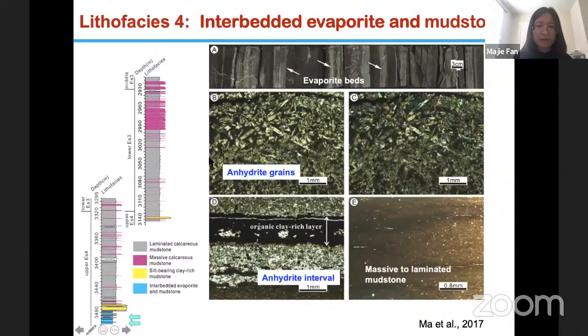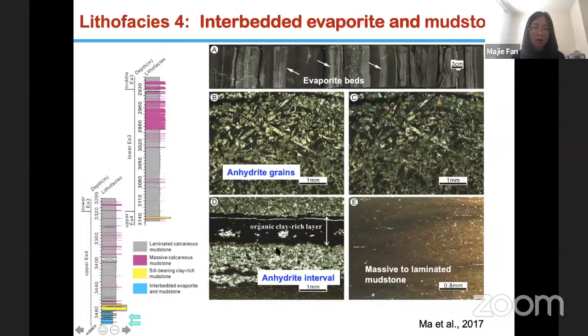Then the last lithofacies is called interbedded evaporite and mudstone. So we see that in the core, they appear as interbedded light gray and dark gray. We cut thin sections and looked under the thin section, and we found that this white interval has abundant anhydrite grains, which is basically an evaporite. This is how the anhydrite grains look in one of the intervals under plane light and crossed polarized light.